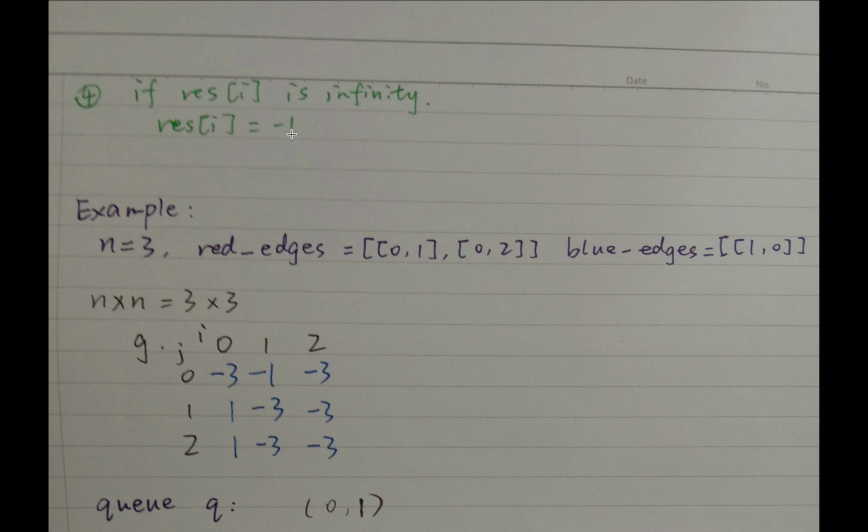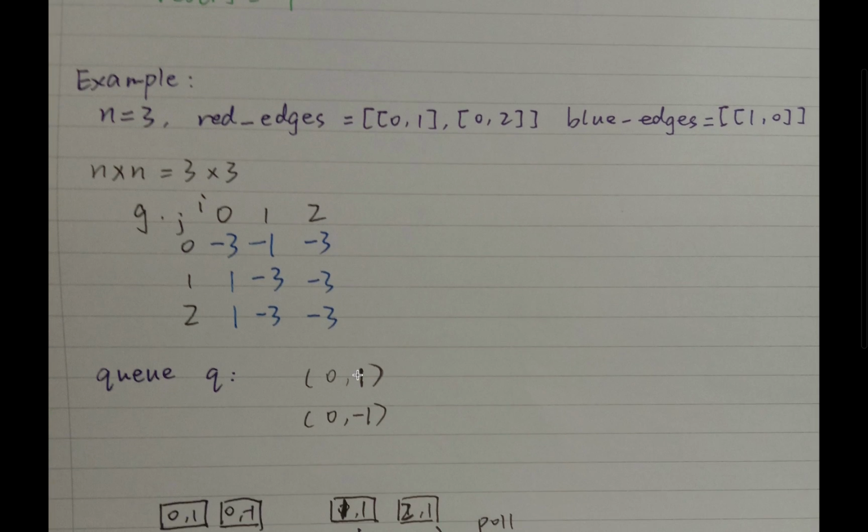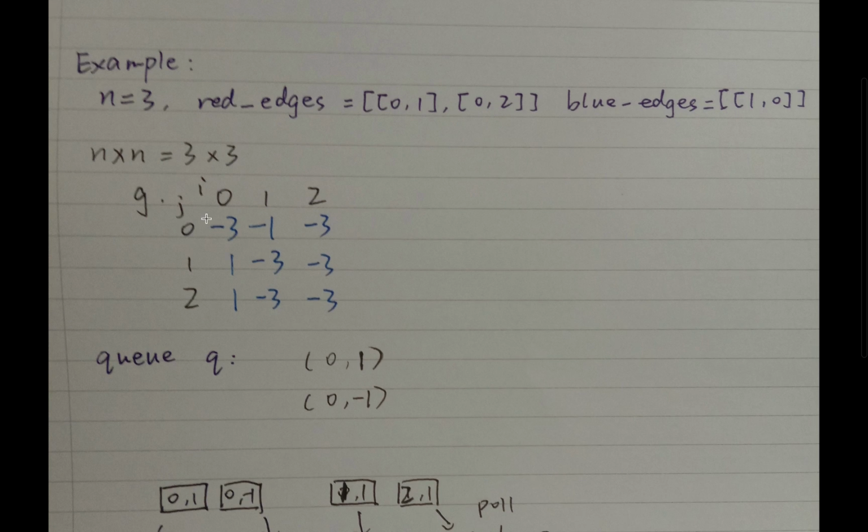And finally, we visit the result array again. If a value is the integer max value, we just update the value to negative 1. That means there is no path from node 0 to that node. Let's see this example. If n is 3 and these are the red edges, [0, 1], [0, 2], and this is the blue edge, [1, 0]. We get the n times n matrix.